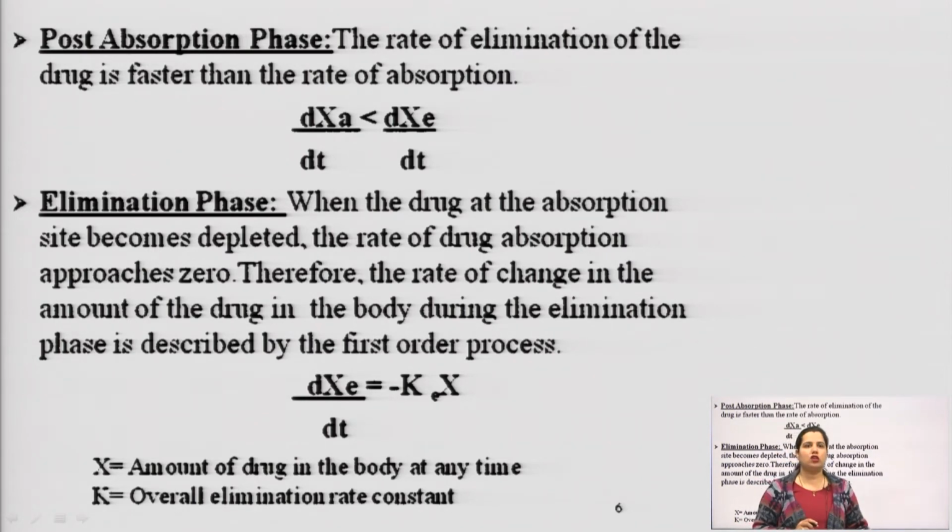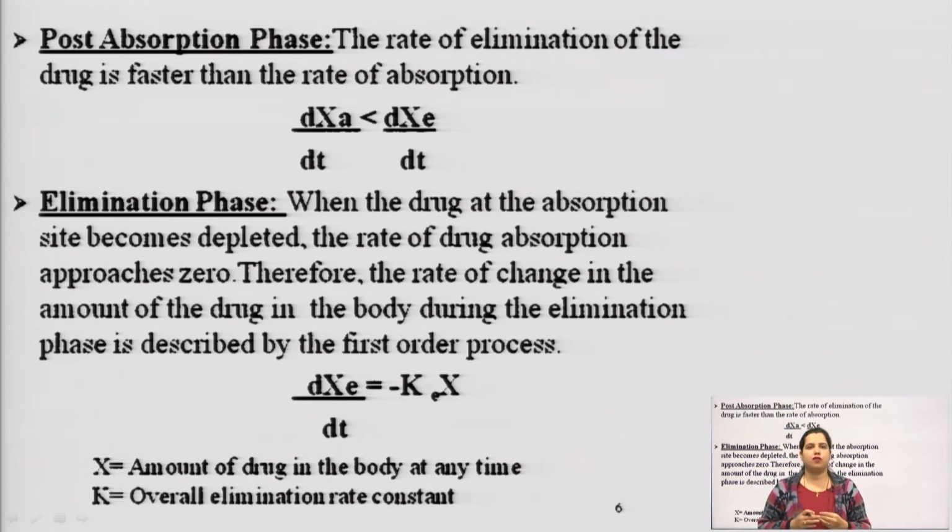You can see the equation now here, the absorption rate becomes lesser than the elimination rate. That means the downfall of the graph will be considered as the post absorption phase. The initial rise will be considered as the absorption phase, and the peak point will be considered as the plateau phase. So, in this the rate of absorption is lesser than the rate of elimination.